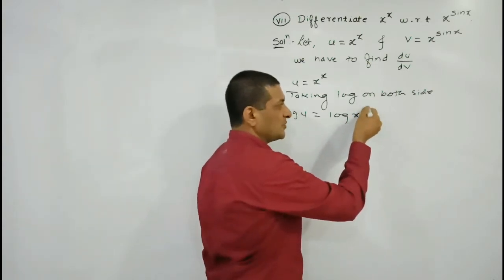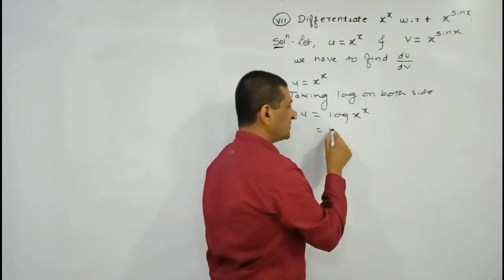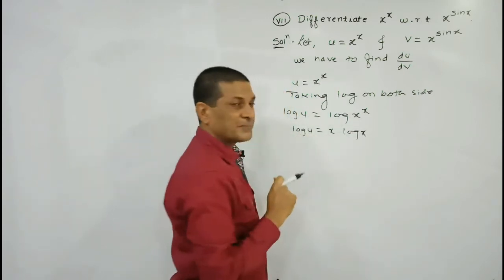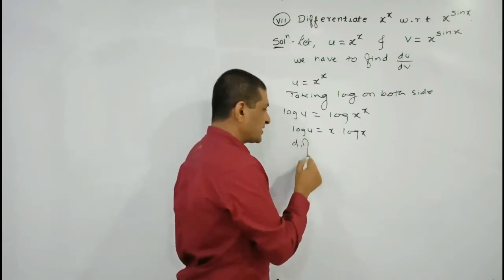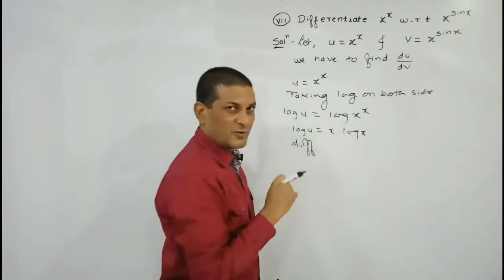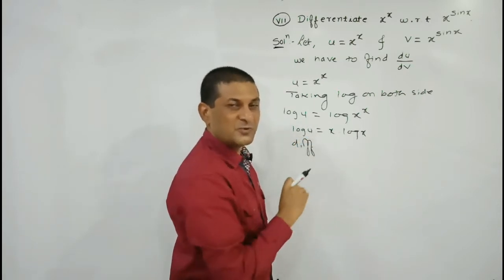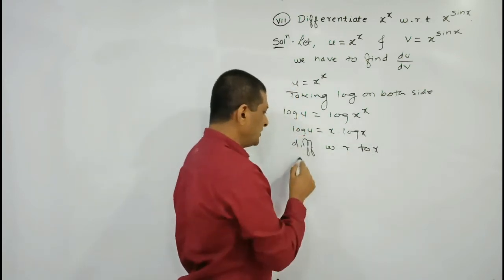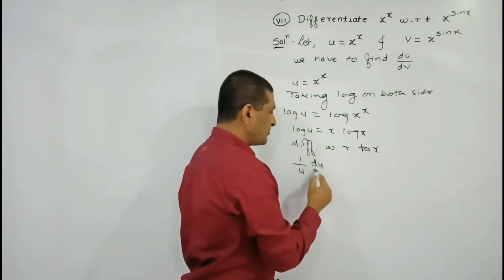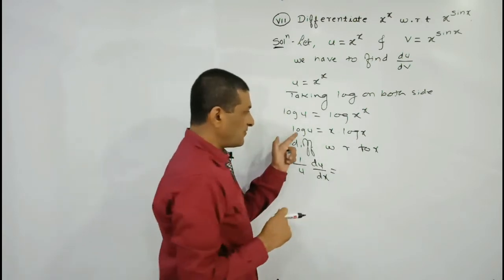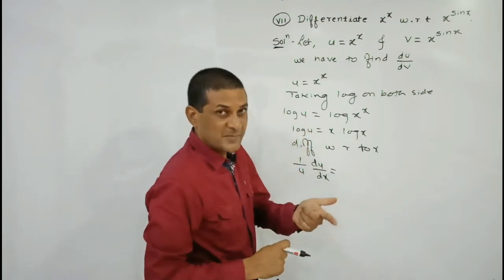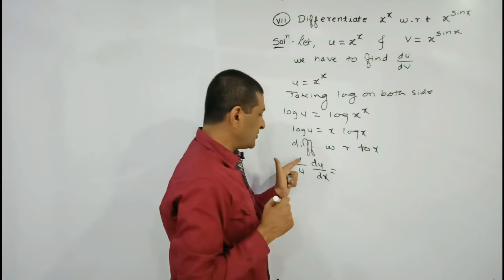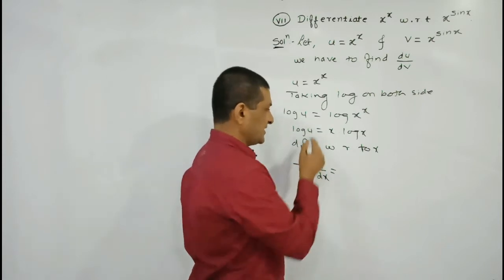So on this side, according to laws of logarithm, this power can be taken as a coefficient. So here we will get x into log x, and here log u, keep it as it is. Now we are differentiating it with respect to x. First our aim is to simplify it using laws of logarithm, and then differentiate the simplest form. What is the derivative of log u? It is 1 upon u into du by dx, because it is in the form of log f of x, so its derivative is 1 upon f of x into the derivative of f of x. f of x is u here.